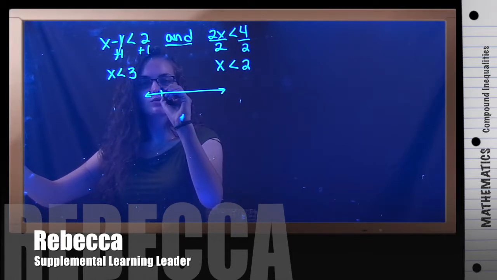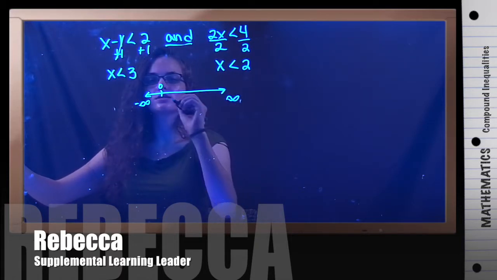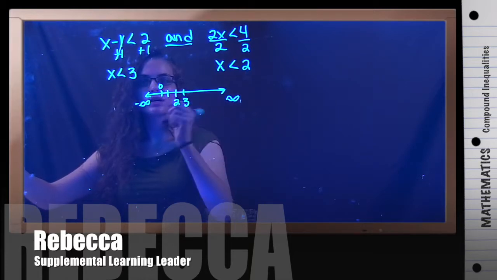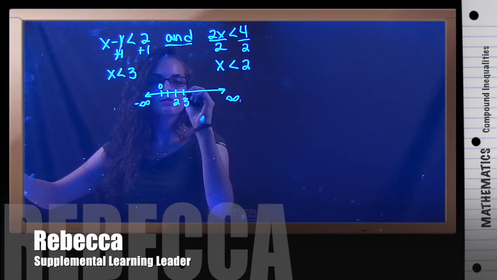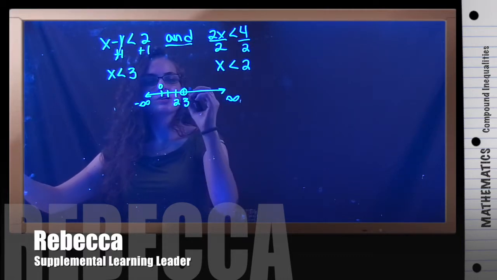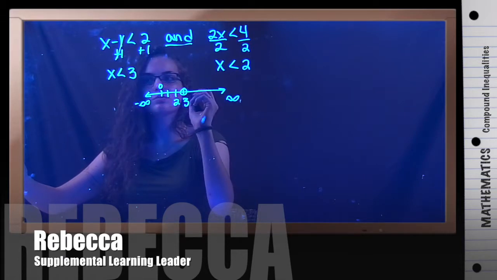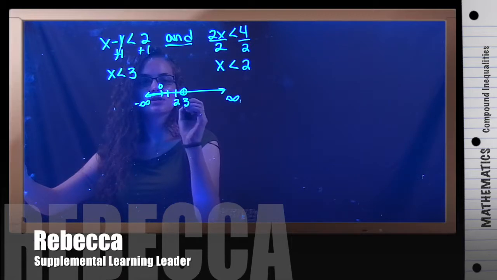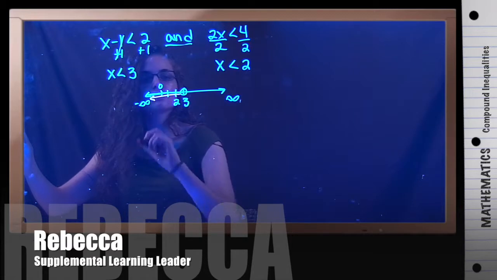If we say 0 is right here, negative infinity is over here, infinity is over here, we have 1, 2 right there, and 3 right there. Now this says x is less than 3. So less than or greater than, you always do an open circle. For greater than or equal to, you do a closed circle. But this one is just less than, so we keep it open. And because it's less than, we go towards negative infinity.